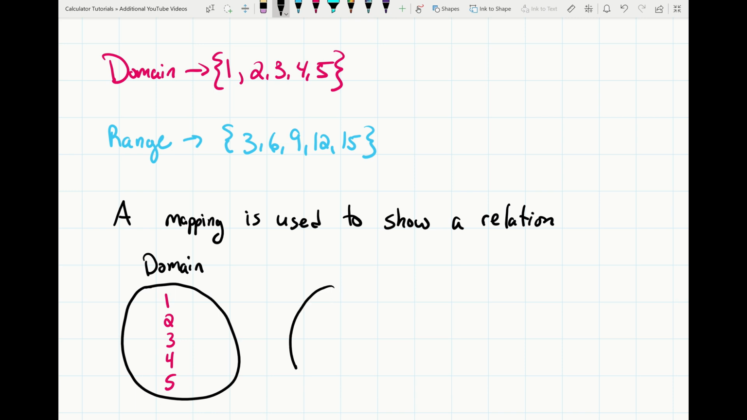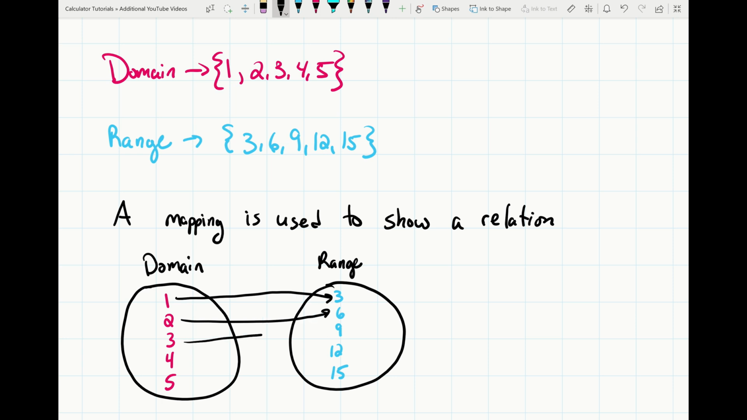Now I'm going to create another circle, and this is going to be the set where all the elements inside this set are going to be my range. So they will be 3, 6, 9, 12, and 15. And the mapping comes into play when I draw an arrow starting from my domain and extending it into the range at the element or at the ordered pair that it connects. So 1 connects to 3, 2 connects to 6, 3 is mapped to 9, 4 is mapped to 12, and then 5 is mapped to 15. Okay?